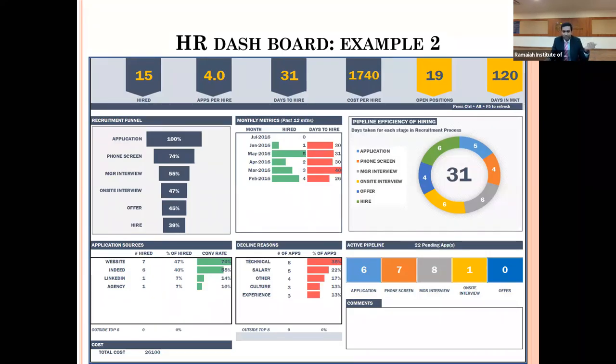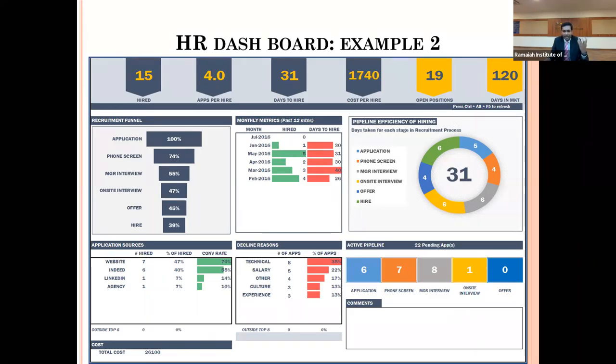Maybe I would say the monthly metrics, the next dashboard. June 2016, in 30 days I hired only one person. May 2016, I hired more people. So why only 1 person in June? What is the problem? Where is the problem? So just by looking at the dashboard, you can easily understand where the problem is.